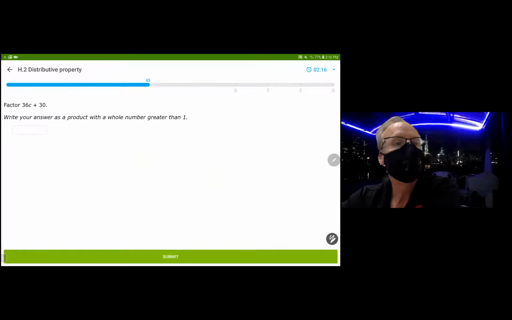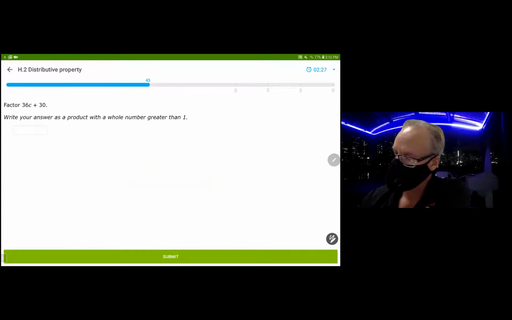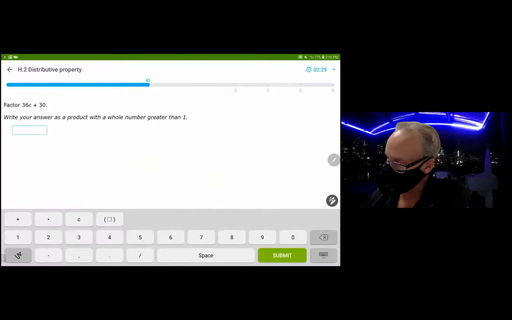And we need to factor out the common factor. And you need to think about what's common between 36 and 30. You take the 6 out. And when you take the 6 out, it's outside the parentheses. Inside, we have 6c plus 5. And all I did was divide the 6 out of both terms. This is factoring.